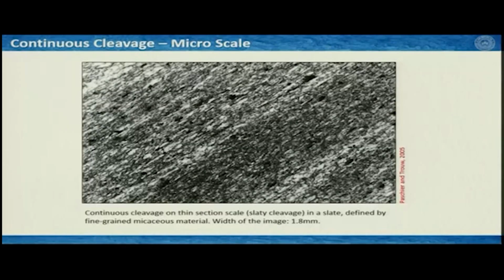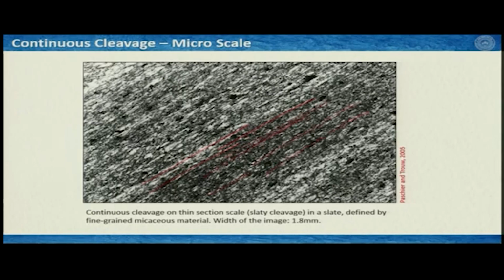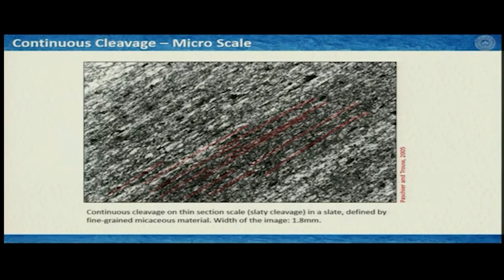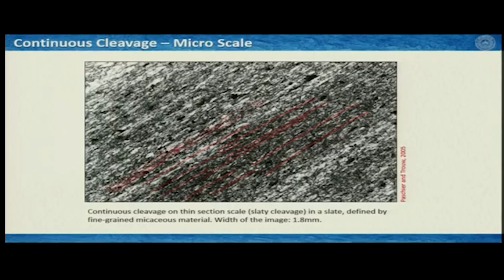Now, this is an optical photomicrograph. The entire width of this image is 1.8 millimeter. Again, this is also slaty cleavage, and this is in a slate, which is why the name came from slaty cleavage. You hardly can figure out the space between the two foliation planes or the traces of these lines. It's very much continuous and they are very closely spaced. The sense of the foliation is certainly there, but you can't figure out the spaces between them. So, this is a continuous cleavage in micro scale.